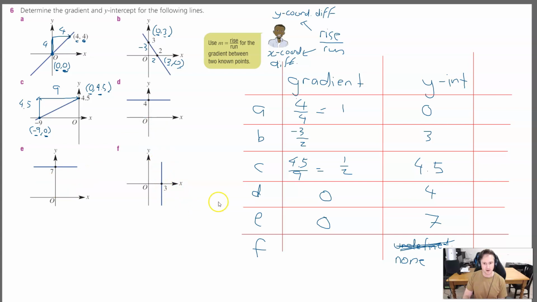If it's a vertical line, the slope is undefined. That's where I got mixed up before. Undefined. It's so steep that you can't say a number. It's so close to infinity that we can't actually give it an actual number associated with it.